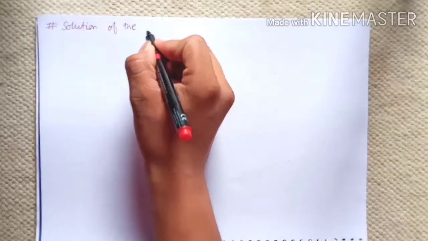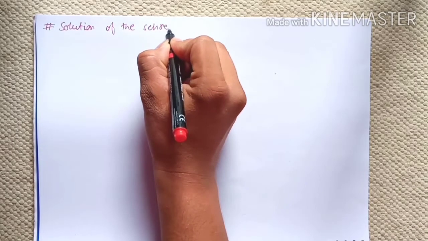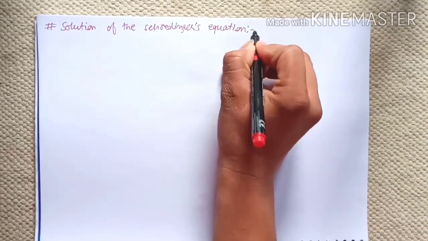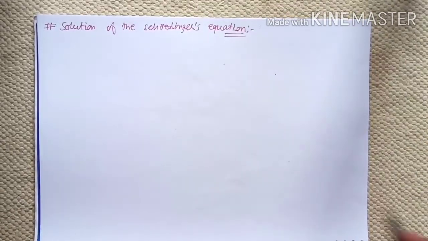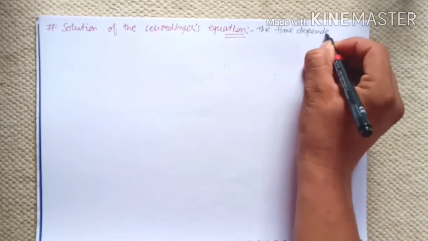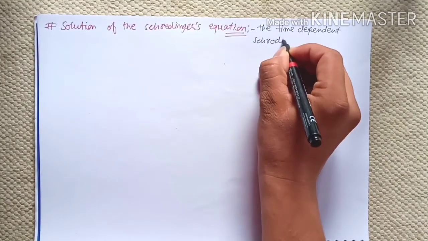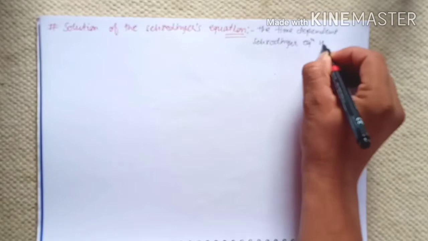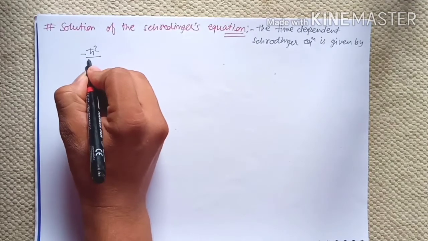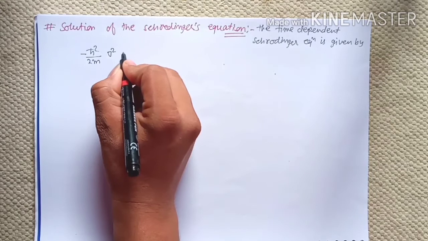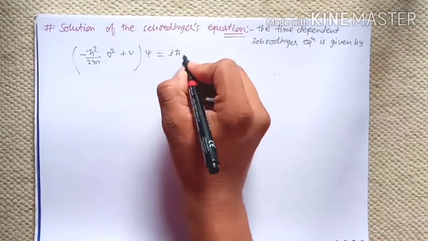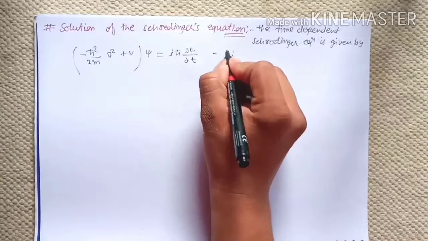Solution of the Schrodinger's equation. The time dependent Schrodinger equation is given by minus h cut square by 2m del square plus V, bracket psi, is equal to iota h cut del psi by del t. Equation number 1.